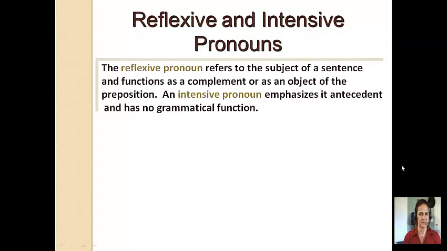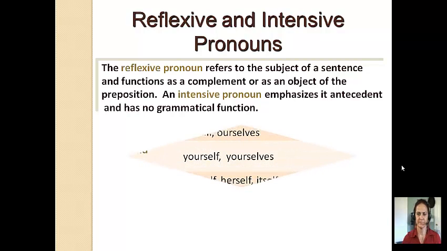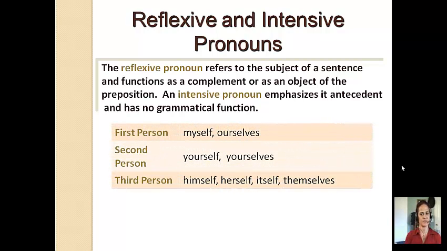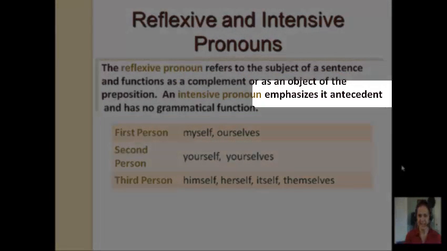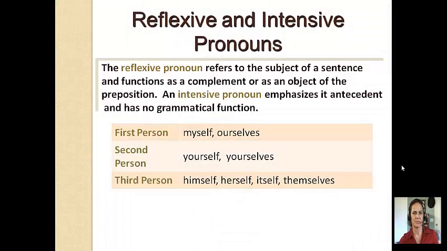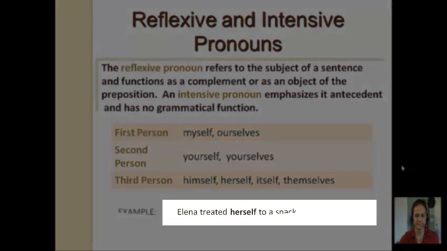Reflexive and intensive pronouns relate to those pronouns that have the word self in them. You can see first, second, and third person pronoun here, so you need to copy that in your notes. But a reflexive pronoun refers to the subject of a sentence and functions as a complement or as an object of a preposition, whereas the intensive pronoun emphasizes its antecedent and has no grammatical function. So let's look at two examples which may help us understand this.